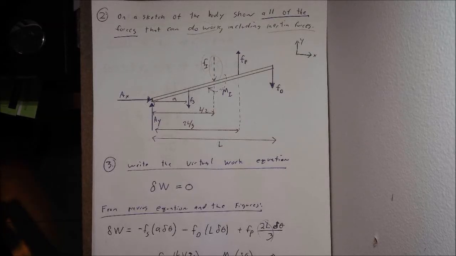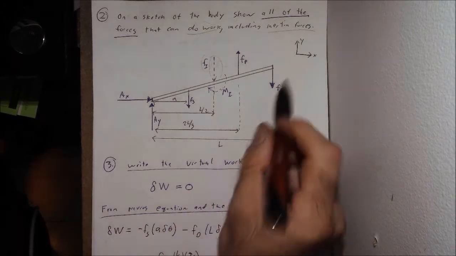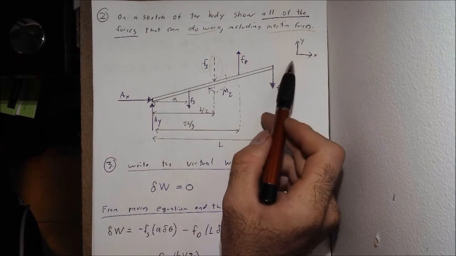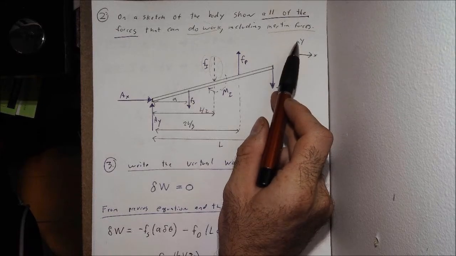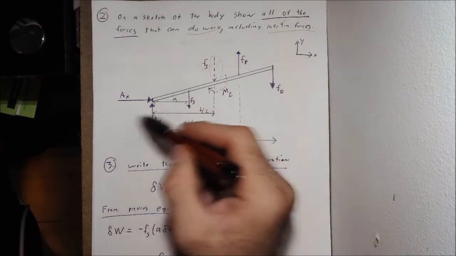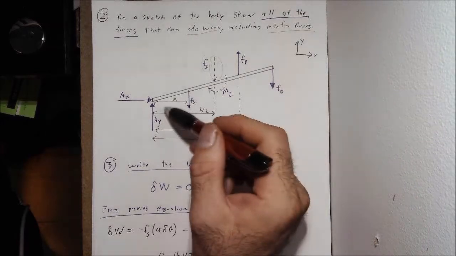For the next step of our solution, what we want to do is create a sketch of the body, and on this sketch we want to show all of the forces that can do work, including our inertia forces. First thing I've done is establish a coordinate system here. I choose x positive right, y positive up, helping my sign convention. I come down, draw out my diagram here. So we have this here.